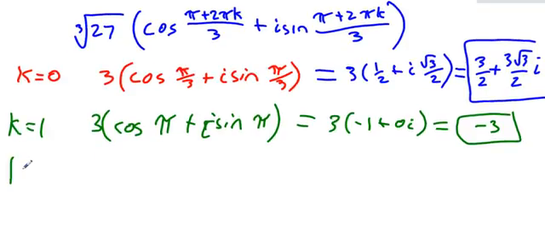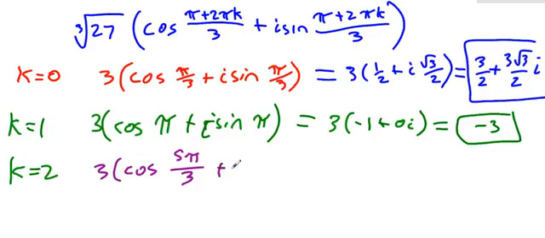And then we're going to do k equals 2. This is the last one we need to do, because you stop once you've done 3 values, since it was a cube root. So that's 3 times cosine of pi plus 2 pi k. K is 2, so that's 4 pi plus pi, which is 5 pi over 3, plus i sine of 5 pi over 3.